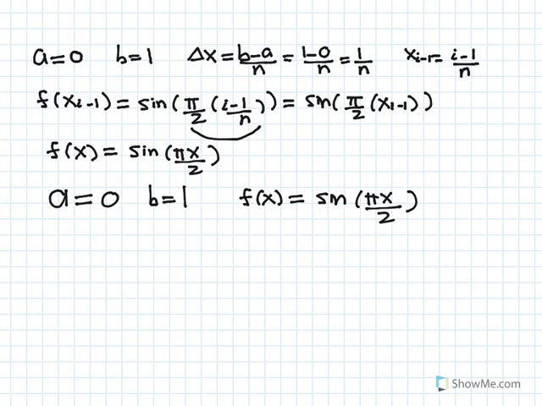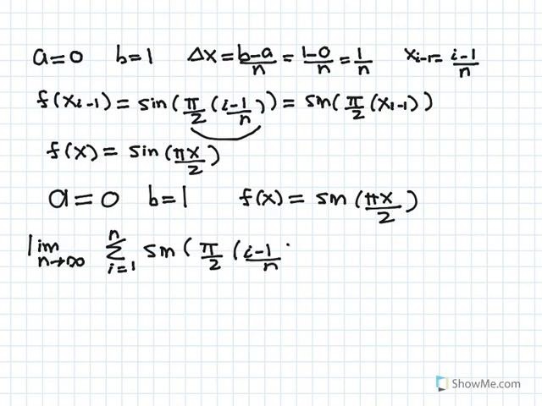So let's rewrite the Riemann sum. We have limit n goes to infinity, i goes from 1 to n, sine of pi over 2 times i minus 1 over n times 1 over n. This is equal to the definite integral 0 to 1 sine of pi x over 2 dx.